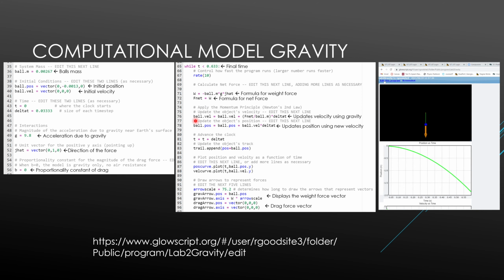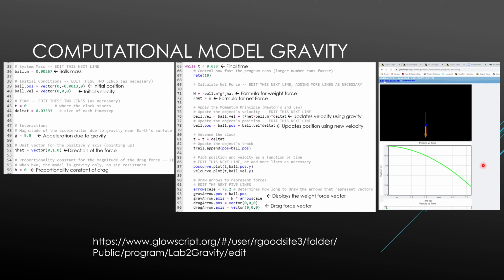Here's the velocity update formula, which has F net, which means it is directly related to weight force. The position update formula is going to use that new velocity. When looking at the vector arrows, you can see that it only displays the weight force and not drag force, because the drag force is 0 for this model. When looking at the model when run, you can see it follows a similar path to the video and Tracker, and only the vector for weight force is displayed.